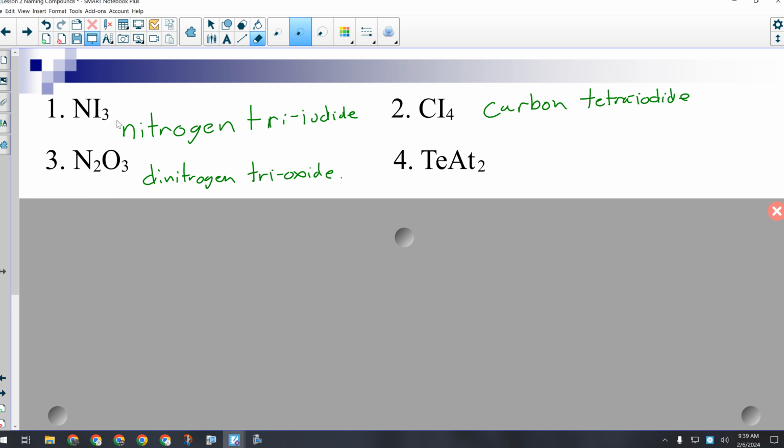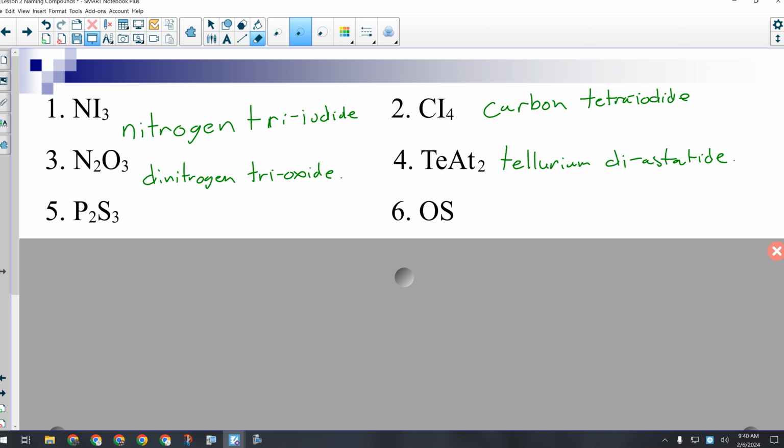So dinitrogen trioxide, and then for number 4, do I need a prefix on the tellurium? No. All right, what prefix do I put on the astatine? Di. Tellurium diastatide. Is that ringing a bell? Nothing new. This is exactly what you did in Science 9. There's nothing to add to your molecular ones.